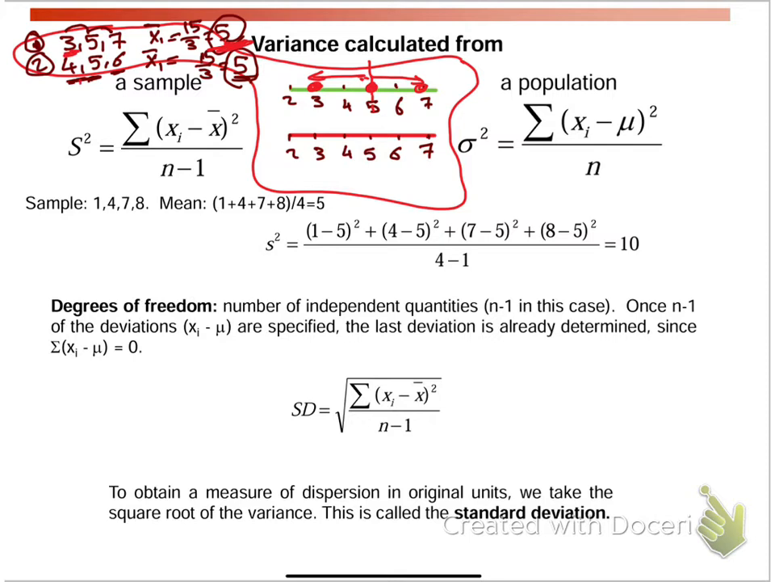Look at the other set, the second set, which we have here. Let's use different colors. We have 4, we have 5, and we have 6. This is the mean for the second set. So the data here are closer to each other.